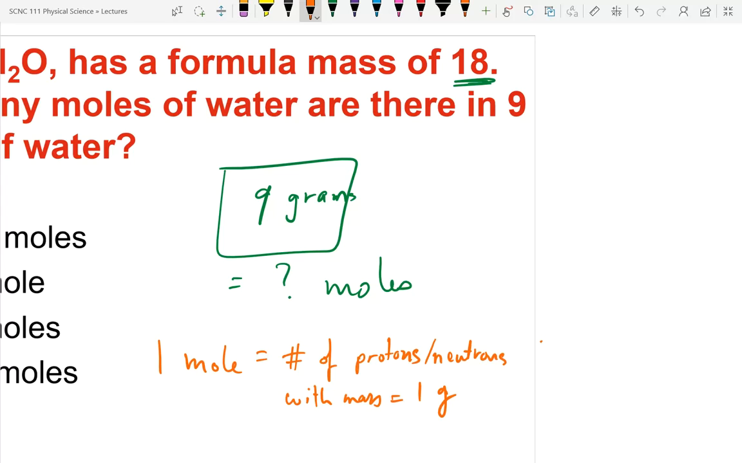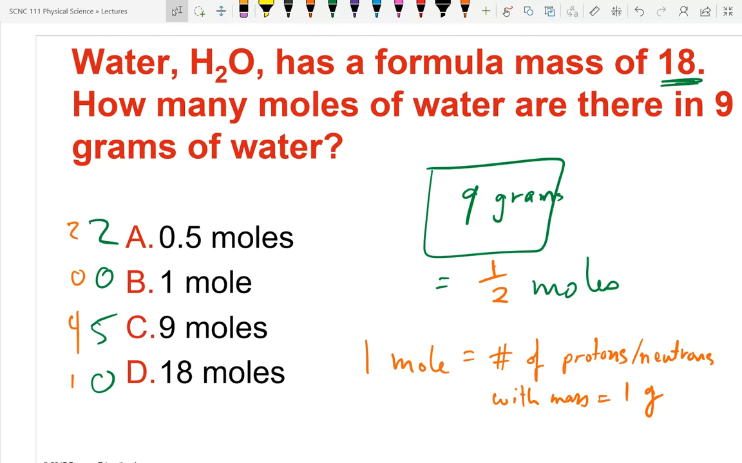One mole is the number of protons or neutrons with a mass of 1 gram. And the technical definition is 1 mole of carbon-12 has a mass of 12 grams. So if you take water, how many protons plus neutrons does it have? It has atomic mass of 18, right? That's why it was given. So if I have 1 mole of water, what is its mass going to be? 18 grams. Well, if my mass is only 9 grams, what fraction of 18 is 9? It's a half. So that means I must have a half a mole. And so the correct answer here was 1/2 mole, because I have half the mass that I would have if I had 1 mole of water.